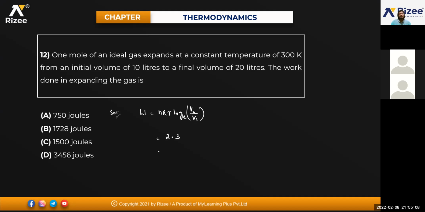I can write here right now, in terms of log e, if I'm writing the relation. So this will be equal to how much for me? 2.3 into number of moles, which is 1, into R value, which is 8.3, into temperature, which is 300 Kelvin. Directly it is given into log to the base 10 of V2 by V1. So it is 20 divided by 10. So this one and this one will get cancelled. So it is approximately 2.3 into 1 into 8.3 into 300 into log to the base 10 of 2. Simplify it, we'll see how much I'm getting as the answer for this.